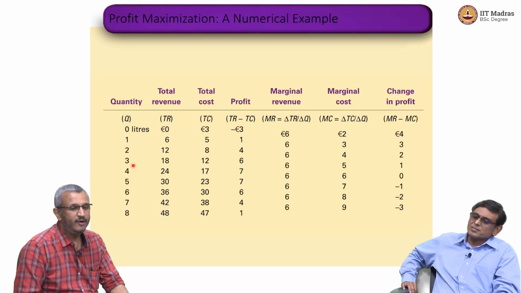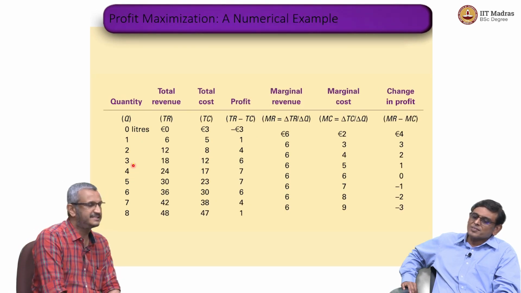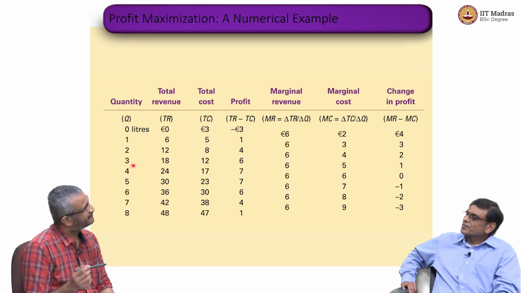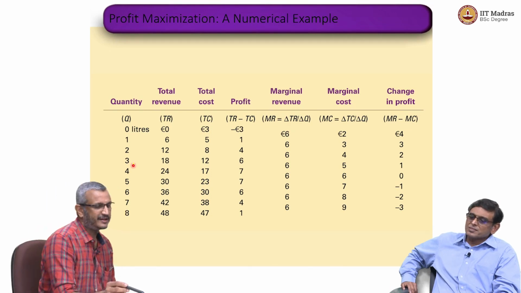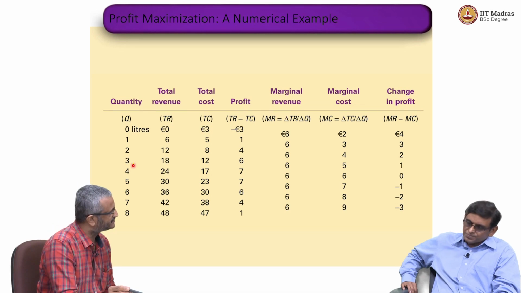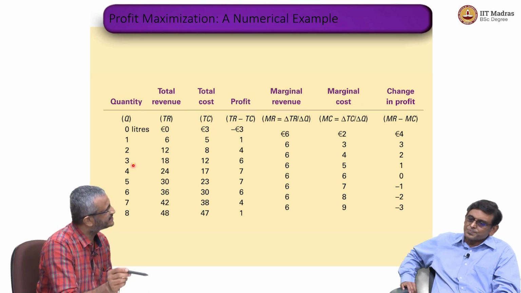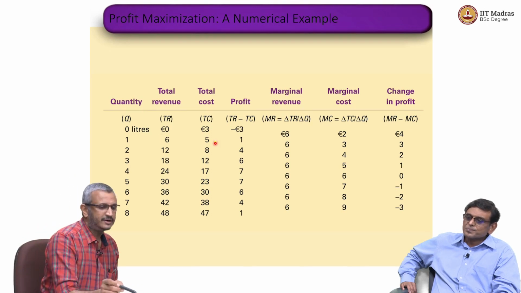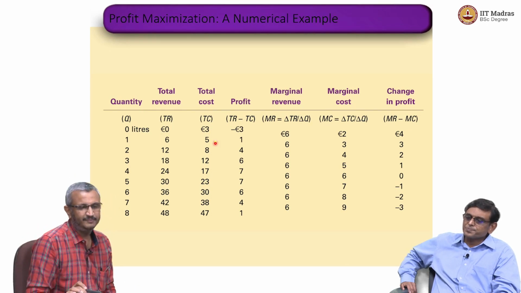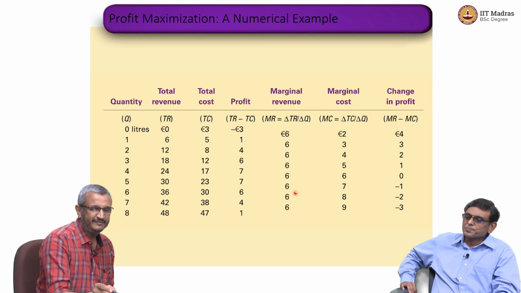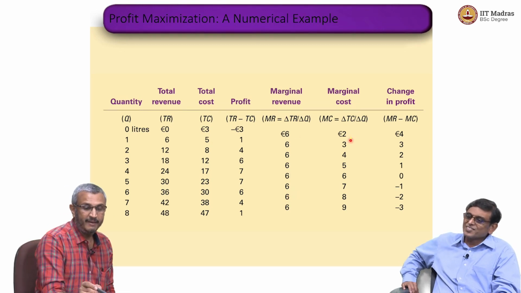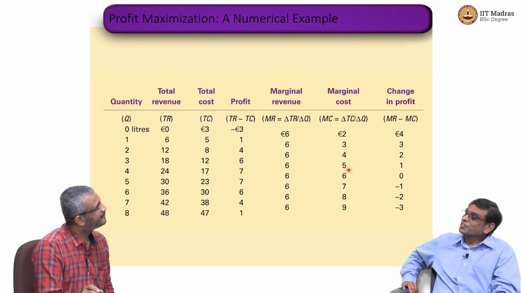Now, let us see this a little more in terms of total revenue, and then let us bring in total cost here. Total cost is nothing but your fixed cost plus your variable cost. Total revenue minus total cost is the profit. Very simple. And then you have marginal revenue, which is constant in a perfectly competitive market. But marginal cost keeps varying.